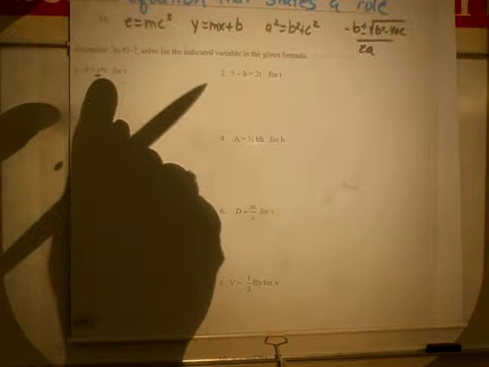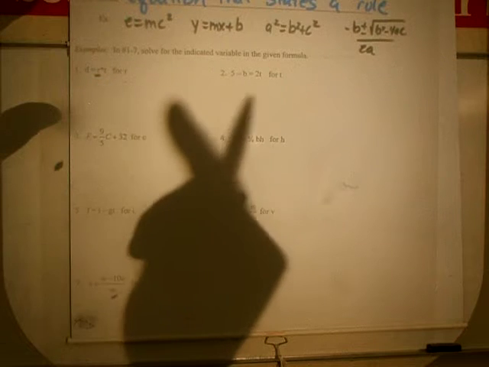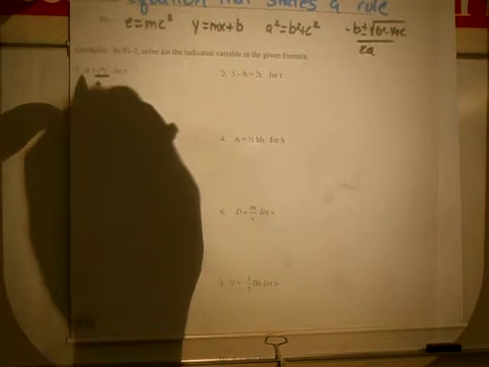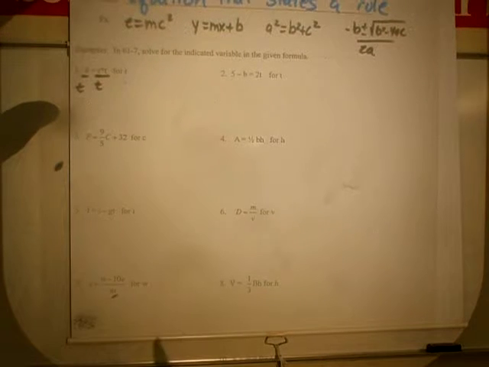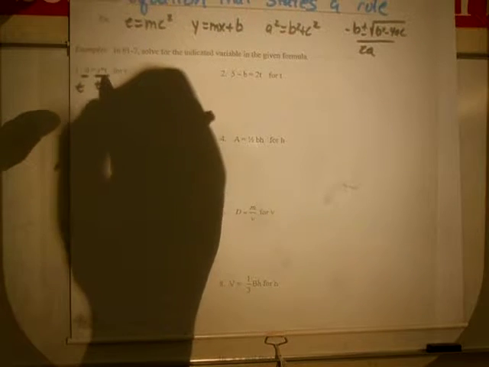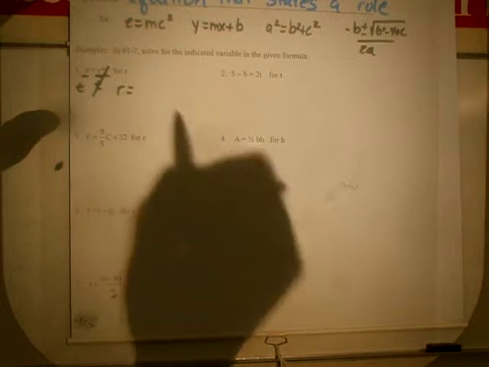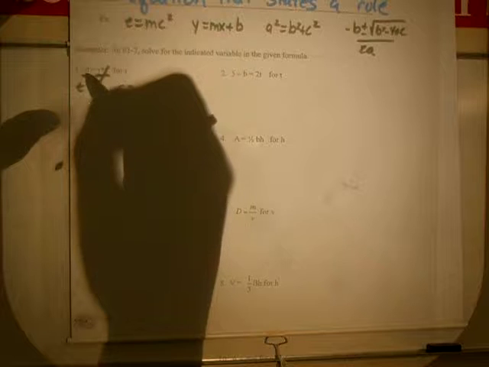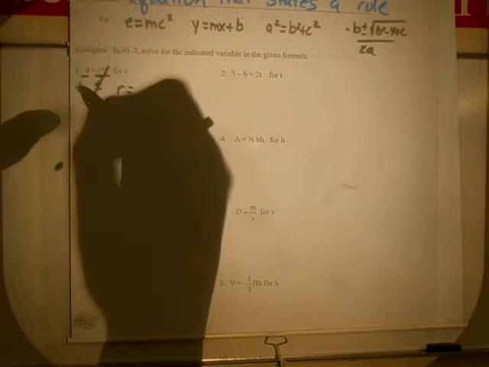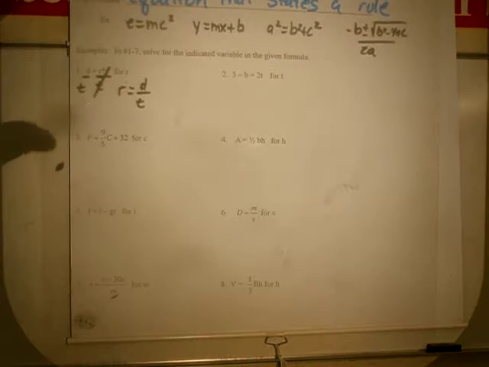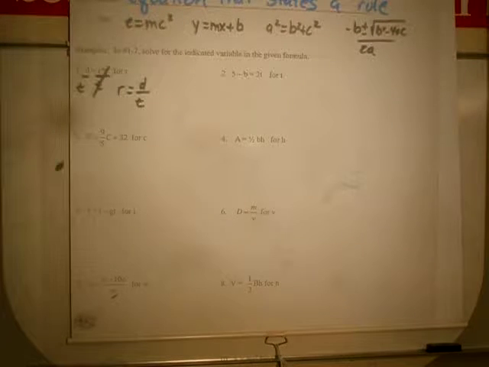This is R times T, so we have to undo that multiplication. What we're going to do is divide both sides by T. Over here, these T's cancel, and all we're left with is R. And on the left-hand side, you have D divided by T. What we just did is we solved that equation for R, got the R all by itself.